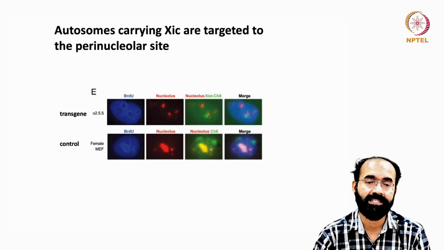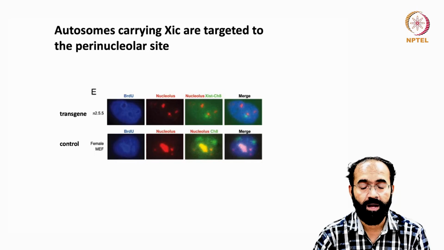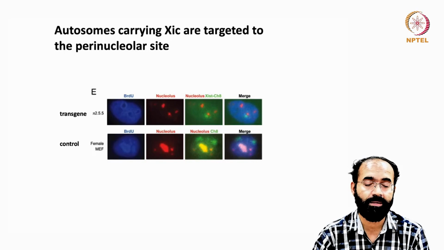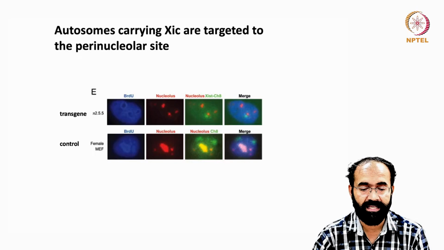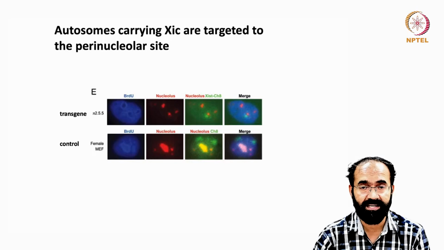The bottom panel is the control, that means they have not received any modification. The X-inactivation center is untouched. Whereas in the transgene, you have the X-inactivation center inserted onto some autosome. You can see here this is BrdU, and this is the nucleolus stained red, and then you have Xist. Now it is attached onto chromosome number 8 in this experiment, whereas in the bottom panel chromosome number 8 is normal. Wherever you see a red dot, that indicates the nucleolus, and wherever you see a green dot, that indicates the X-inactivation specific transcript is present.